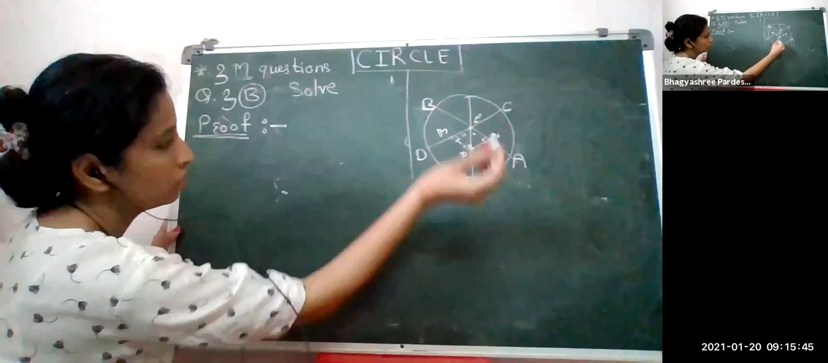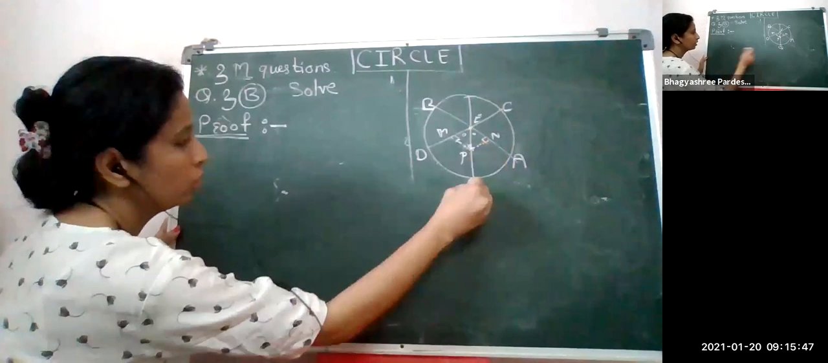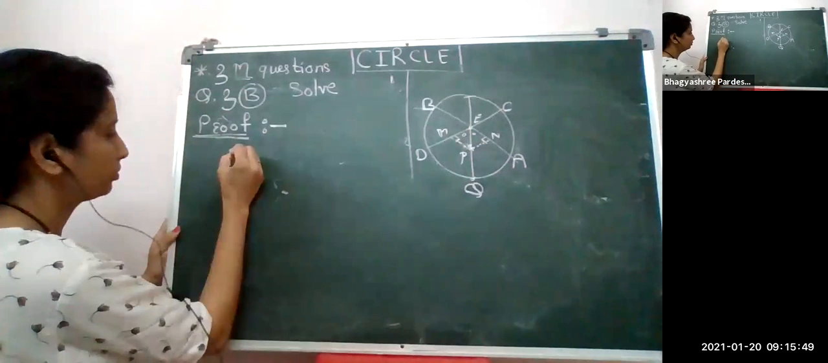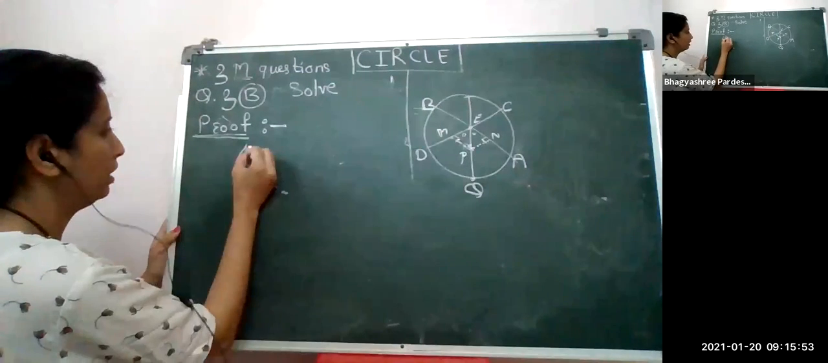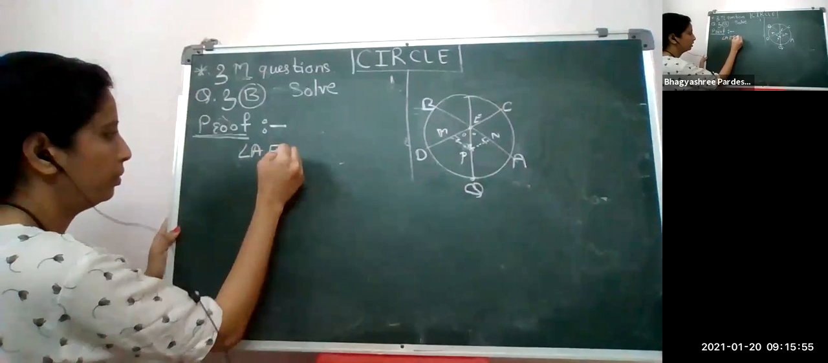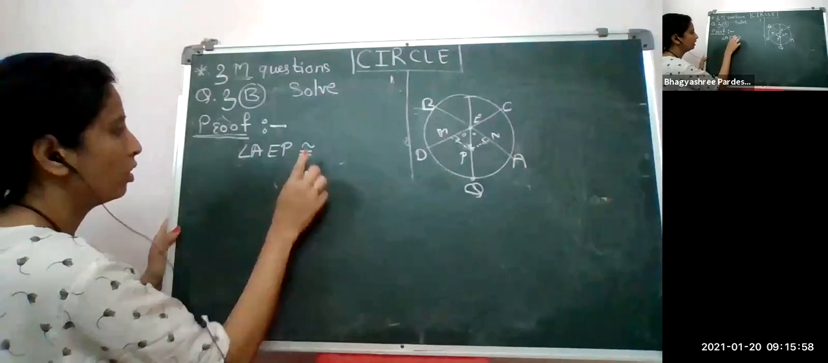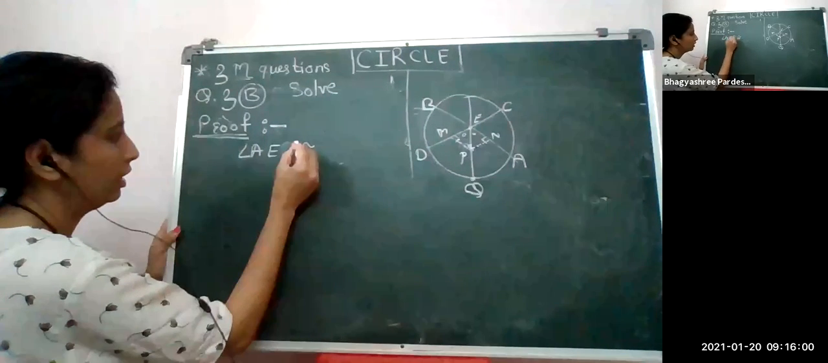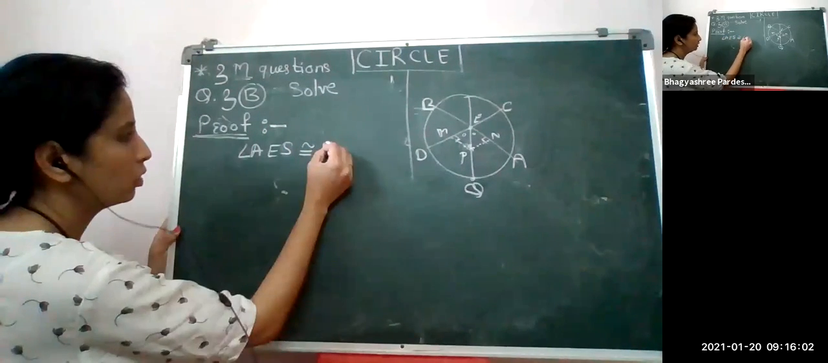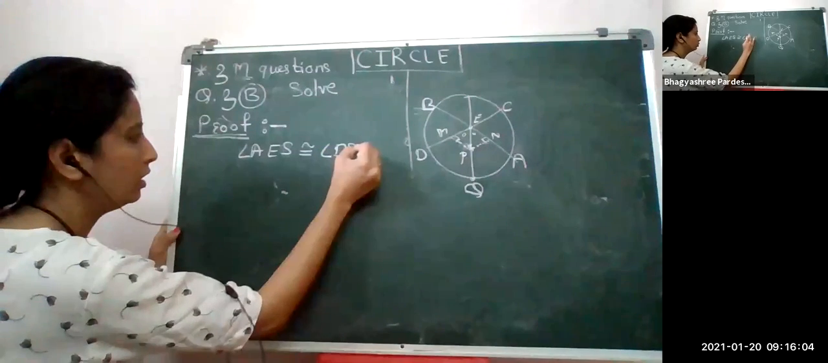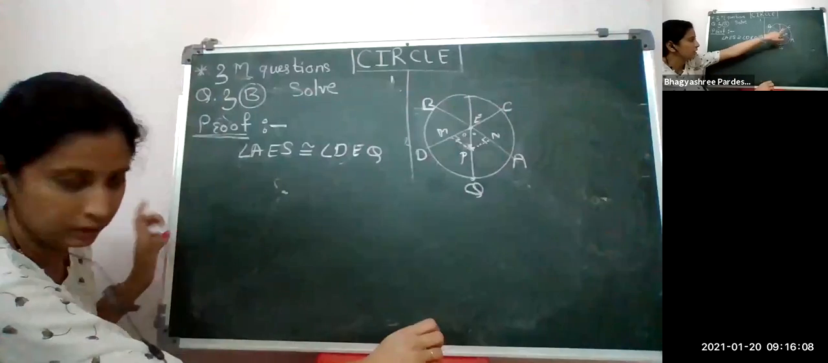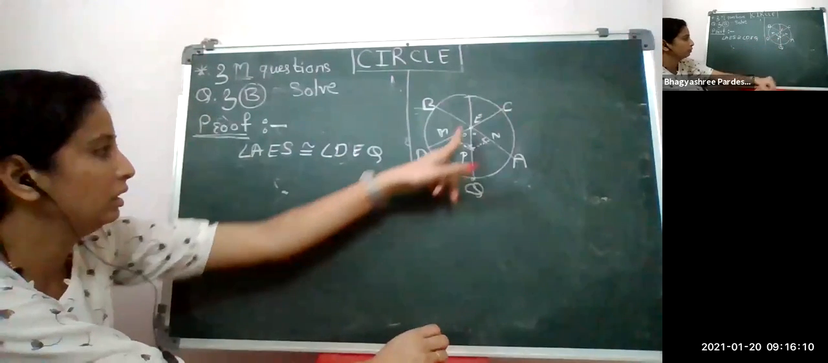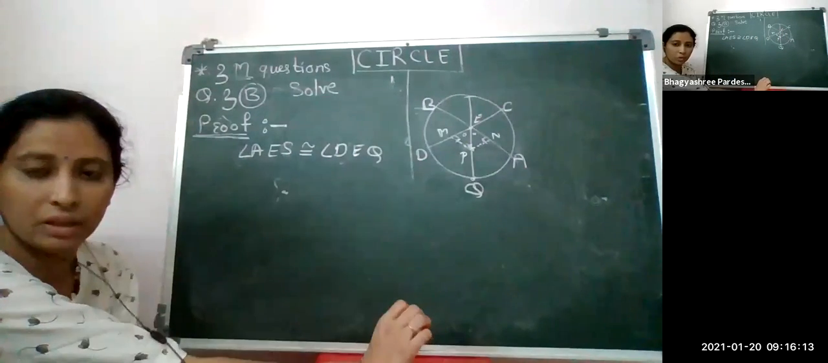Suppose this point is PQ. Now here, these two angles, angle AES is congruent to angle DEQ. This is given. This AEQ and DEQ, these two are equal. This is given to you.